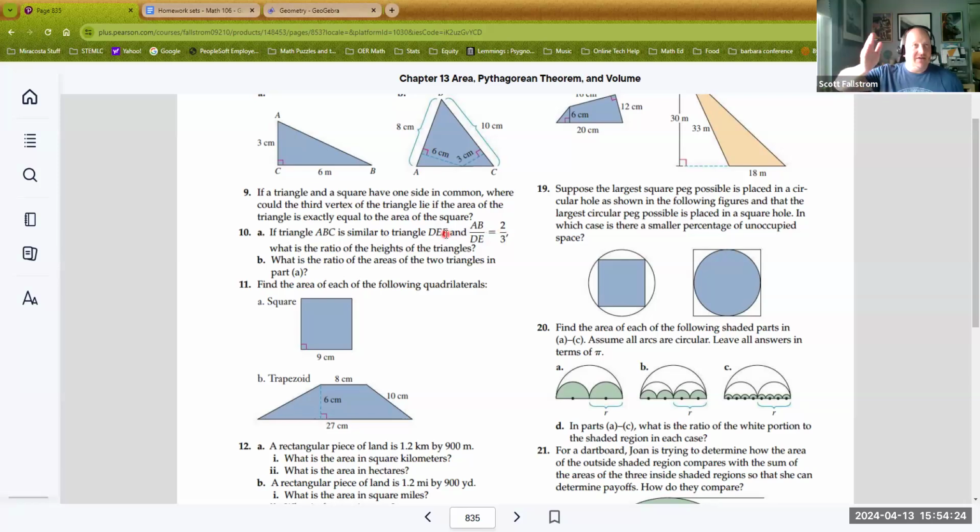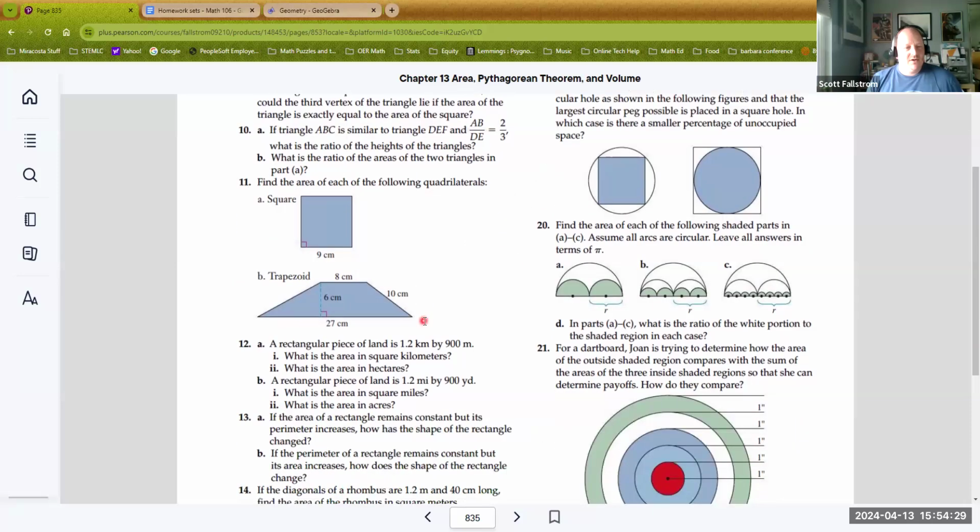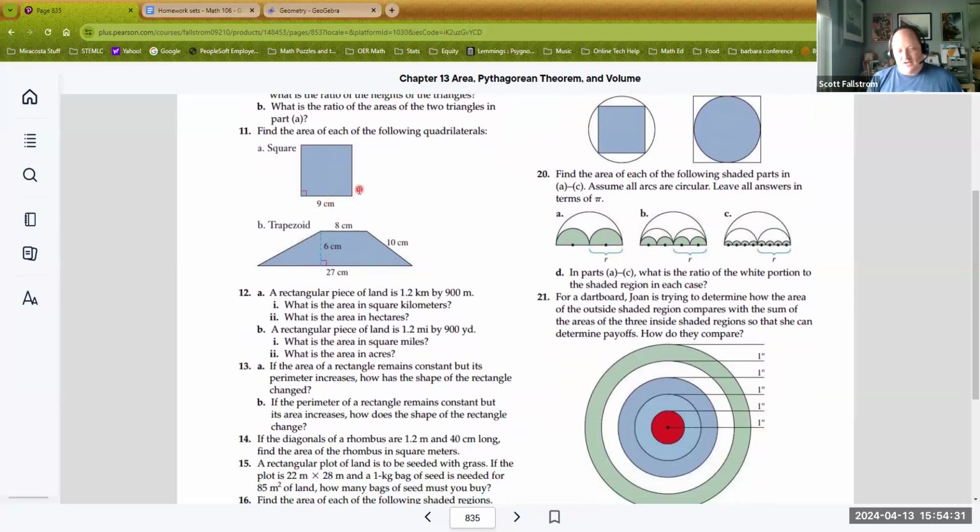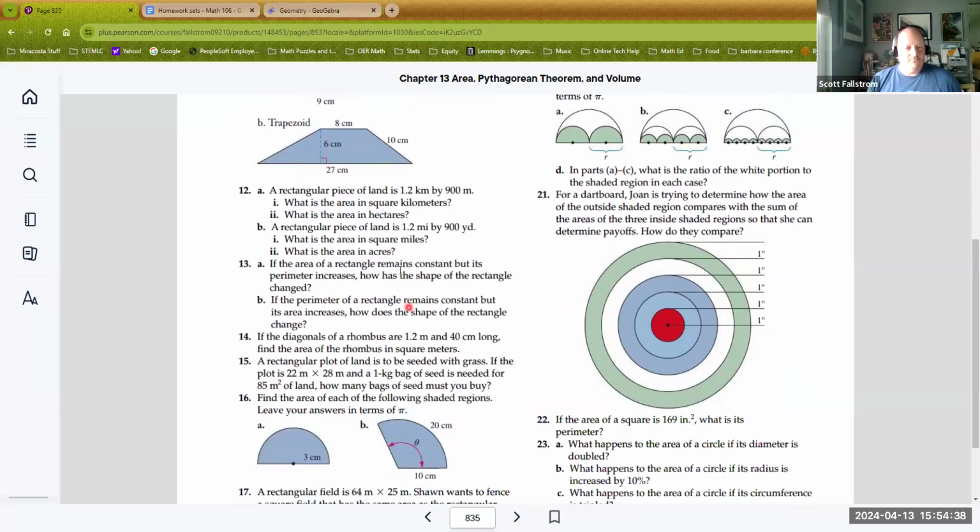If one of them is k, the other one is k squared. So think about how you would handle the ratio here. Find the area of each part. Again, trapezoids and squares. You can use any of the formulas or break it up, decompose it into shapes if you want. Rectangular land.